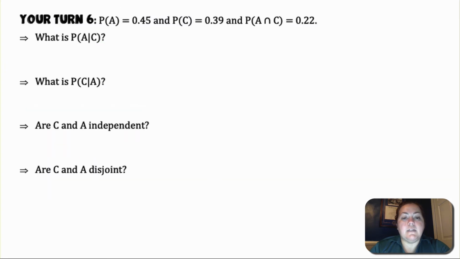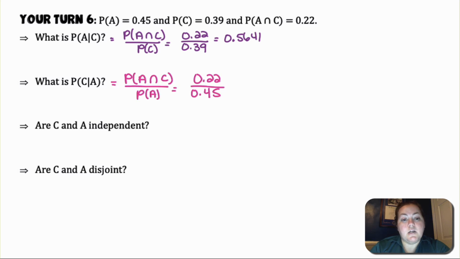All right, this example, go ahead and try it. What is the probability of A given C? So it's A and C divided by the probability of C, which would give you 0.5641. What is the probability of C given A? So this would be A and C divided by the probability of A. Again, remember that piece after the vertical line is your denominator. That would give you 0.4889.